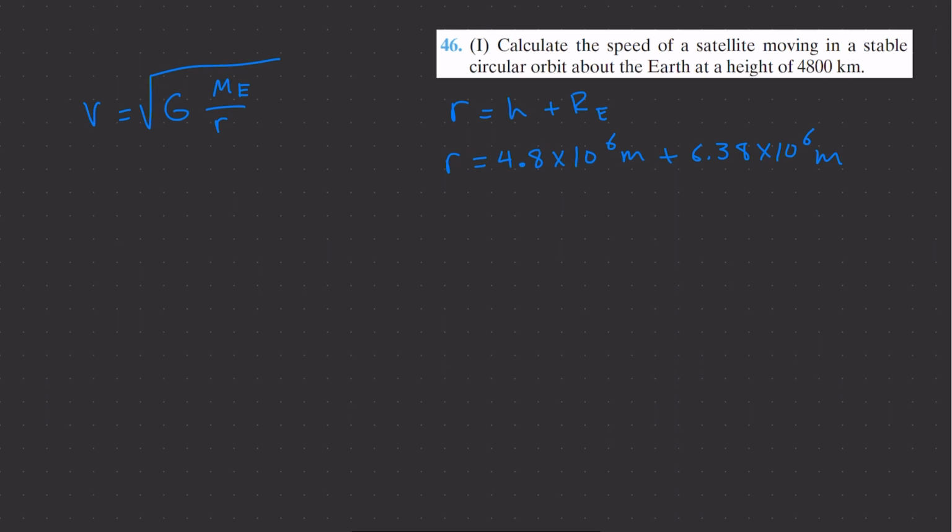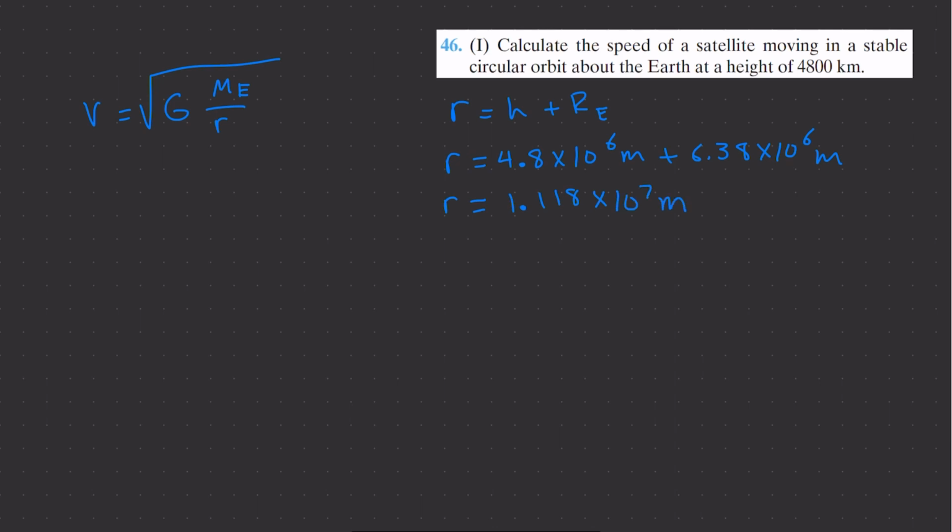All right, very good. If we go ahead and add these two numbers together, you'll get something like a radial distance of 1.118, maybe 1.12 if you want to go ahead and take 3 significant figures, but we're still in the middle of our calculations, so I'm going to keep an extra significant figure there. 1.118 times 10 to the power of 7 meters.